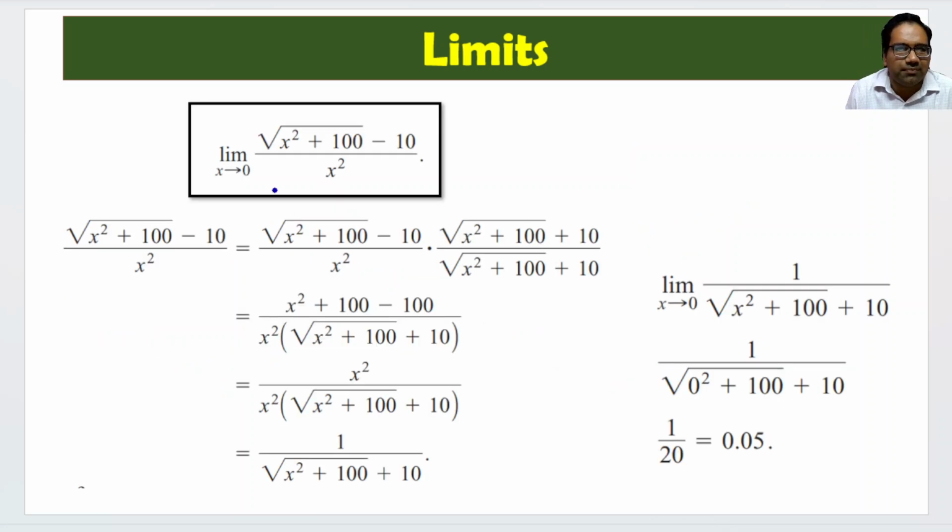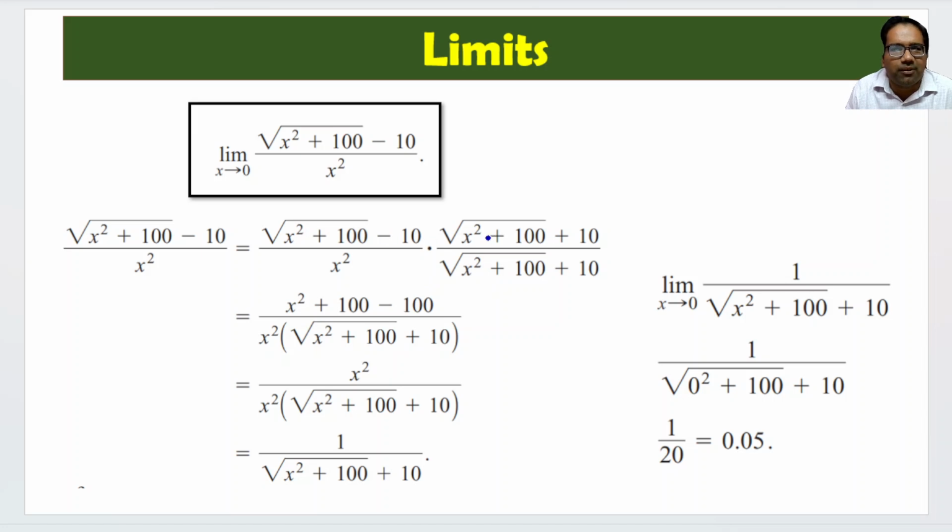Let us take another function. Under root x square plus 100 minus 10 by x square. Here also we cannot directly substitute x equal to 0 here. So here we'll do some kind of rationalization, or we'll use the conjugate of this and multiply with both numerator and denominator. The goal is actually to eliminate this x square in the denominator, to eliminate the 0 in the denominator. So we'll do this multiplication, this by this, both is equal to 1. We are just rationalizing the numerator by multiplying with the conjugate.